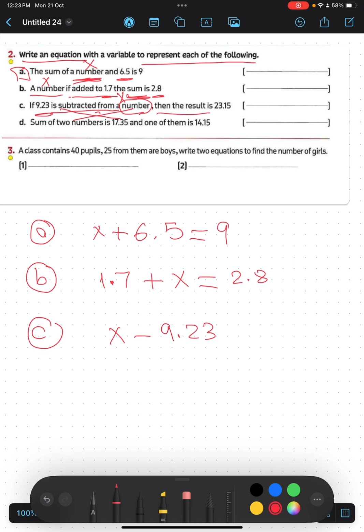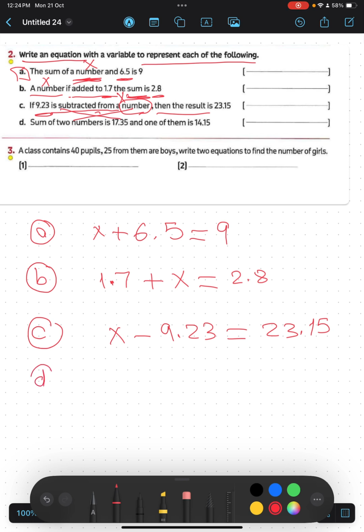Then the result اللي هي equal 23.15. تاني if 9.23 is subtracted from a number اللي هو unknown x، احنا قلنا name x، then the result is 23.15. يبقى x minus 9.23 equals 23.15.